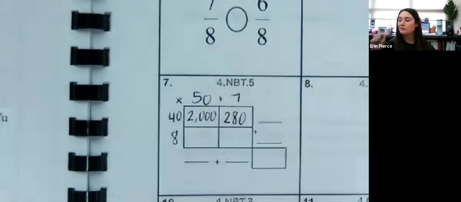Mm-hmm. So 280. How do you write it out? 50 times 8. Sorry, I'm trying to let someone in. 50 times 8. Again, Charlotte.